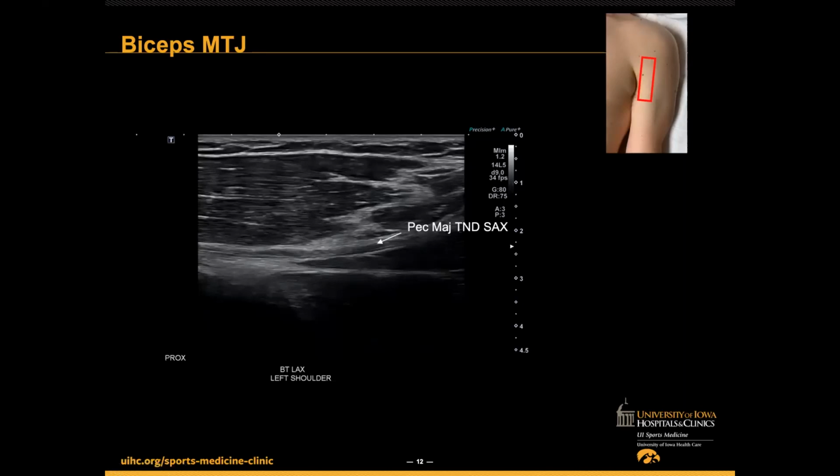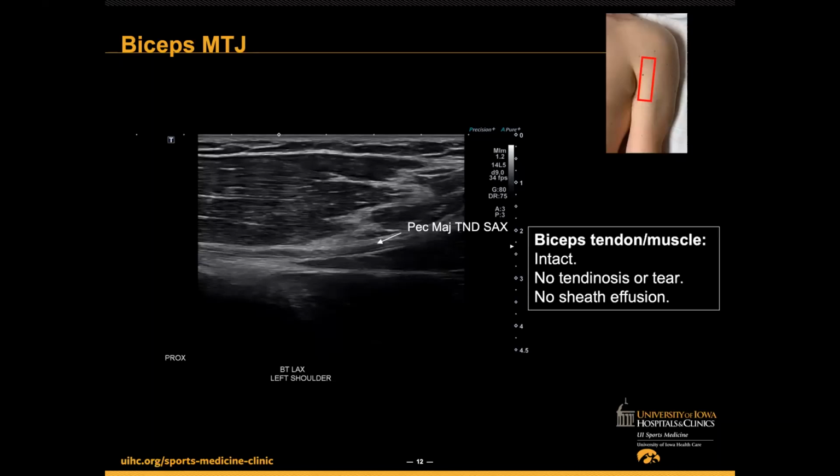So we finished our biceps tendon and muscle evaluation, and we want to convey our findings in our report. And in this case, we're going to say the biceps tendon and muscle are intact with no evidence of tendinosis or tear and no sheath effusion.